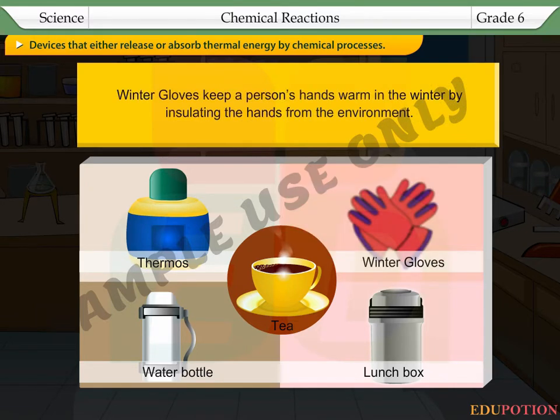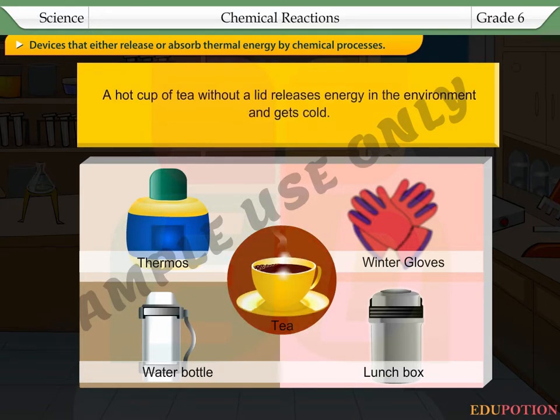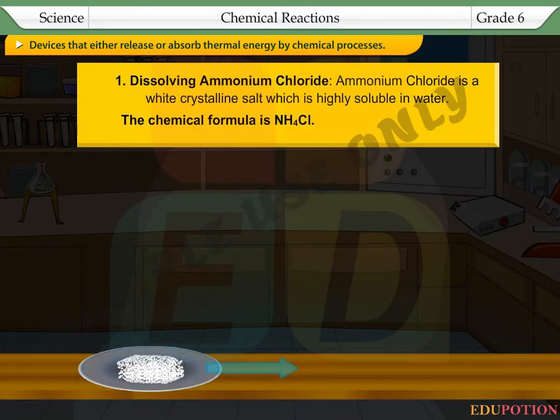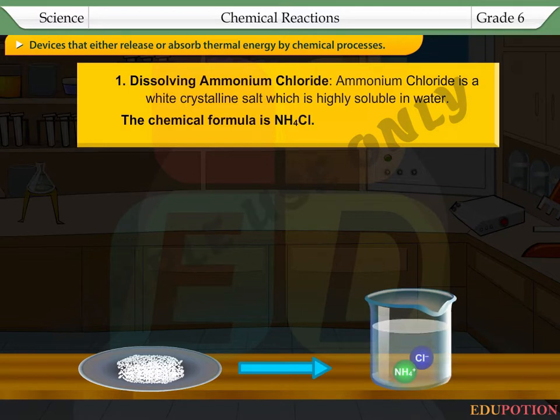Winter gloves keep a person's hands warm in the winter by insulating the hands from the environment. A hot cup of tea without a lid releases energy in the environment and gets cold. Let us understand this concept with the help of examples. The first is dissolving ammonium chloride. Ammonium chloride is a white crystalline salt which is highly soluble in water.